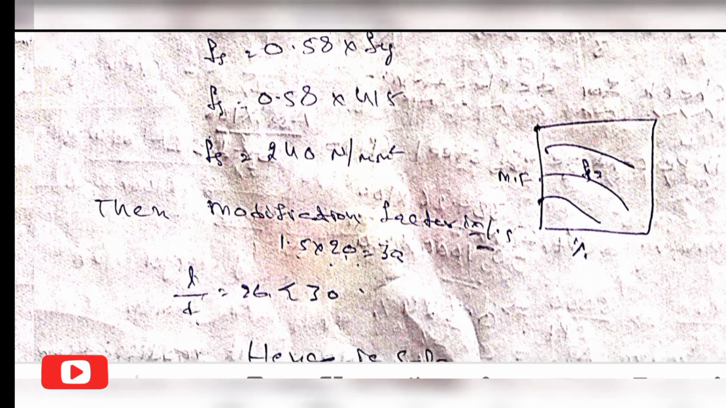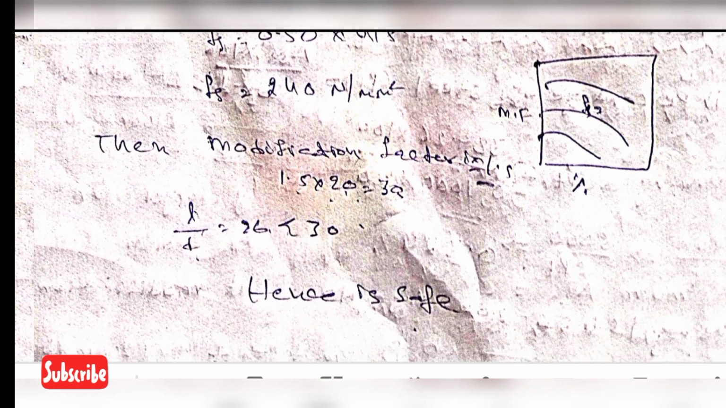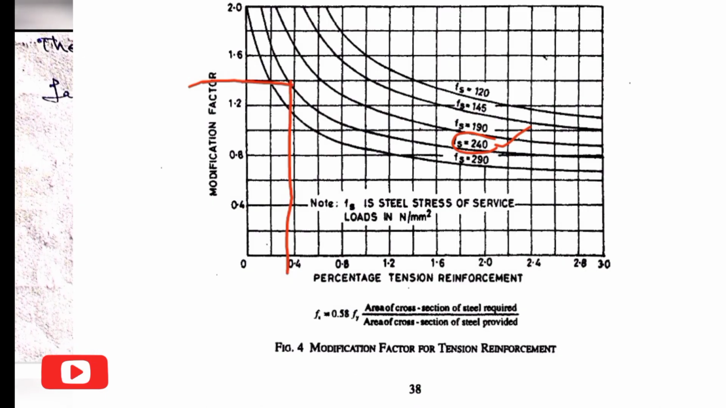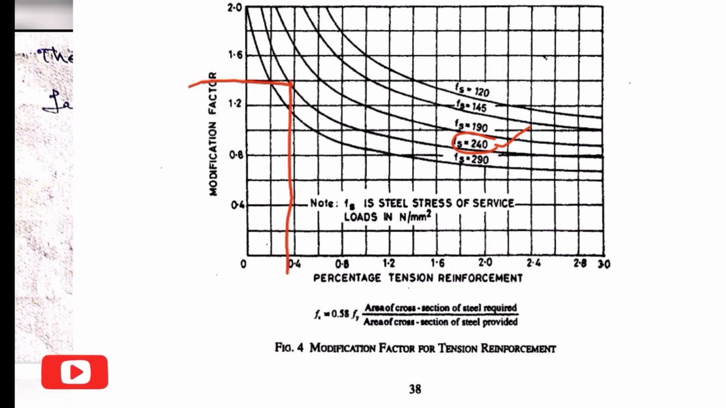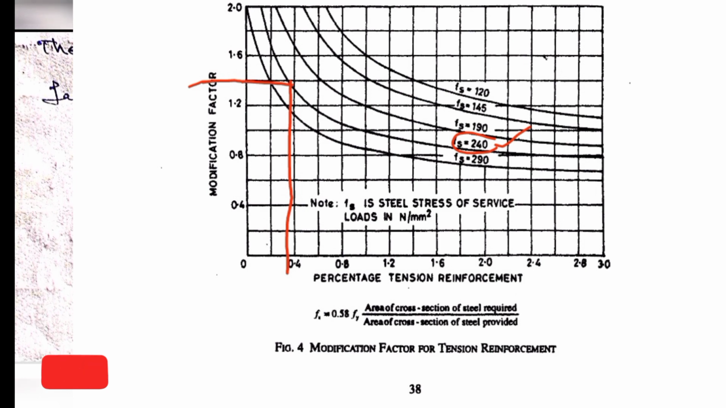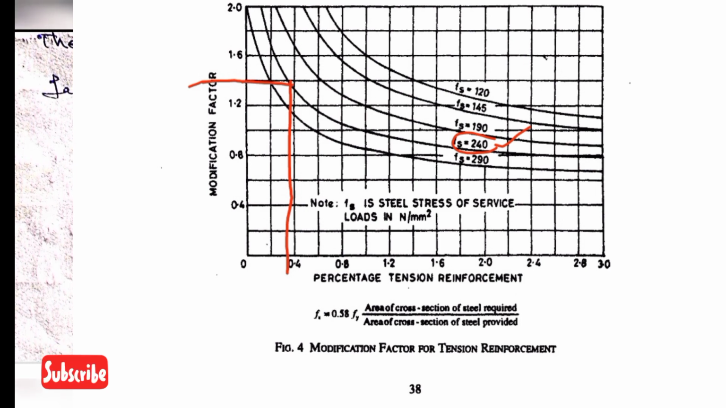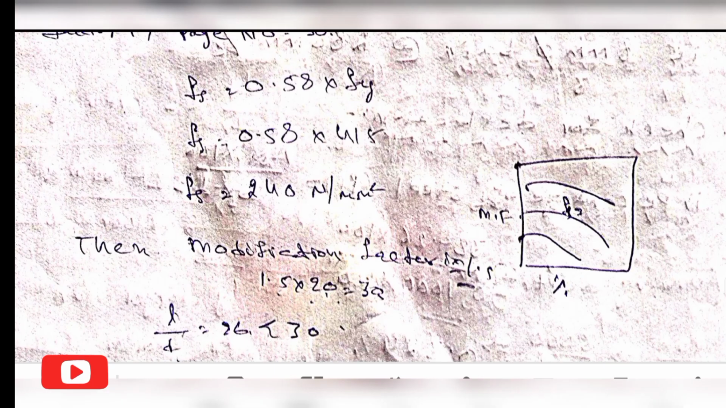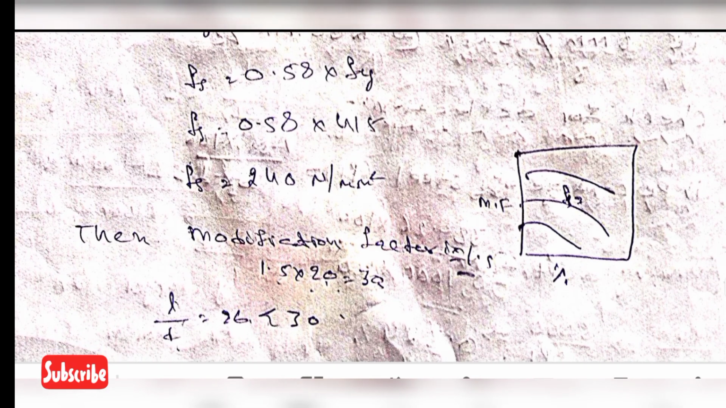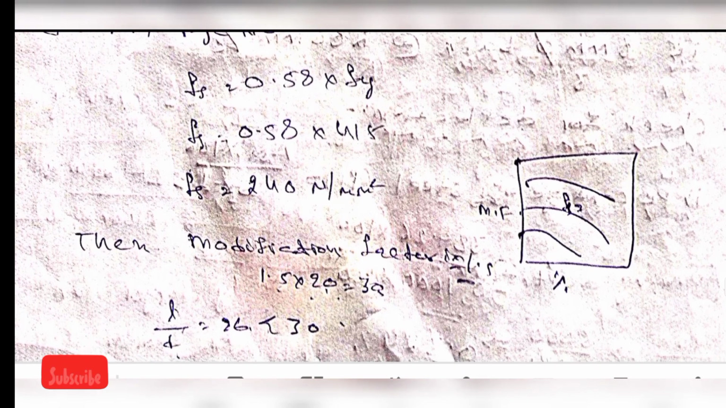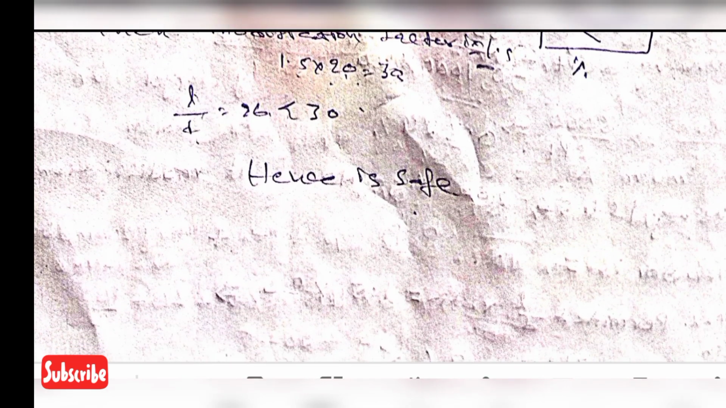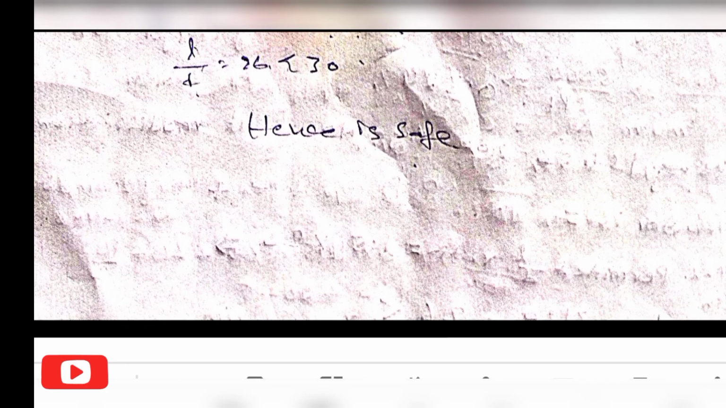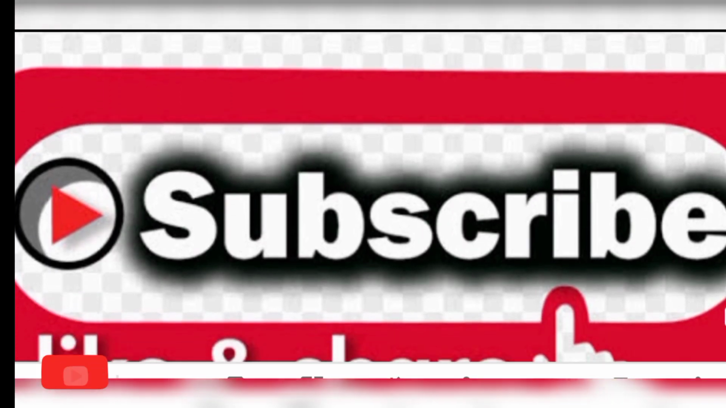Then the modification factor is on the y axis, and the x axis is the shear strength value. Then the curve value is 240. Then find the modification factor, 1.5. Then 1.5 into FCK, where the grade of concrete is 20, gives modification factor 30. Then the L by D ratio is 26. The modification factor value 30 is greater than the L by D ratio, so the modification factor value is high. Then deflection is safe. Thank you.